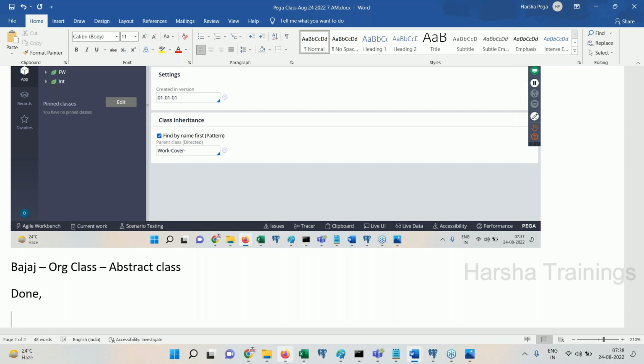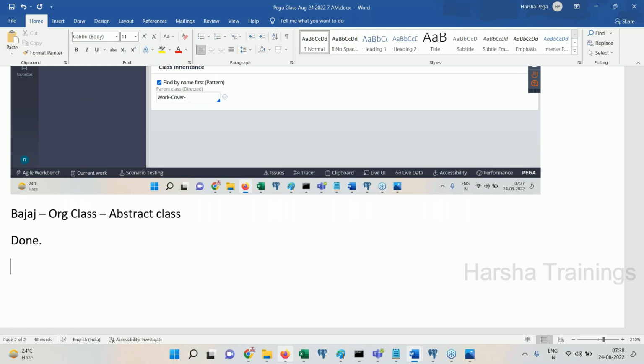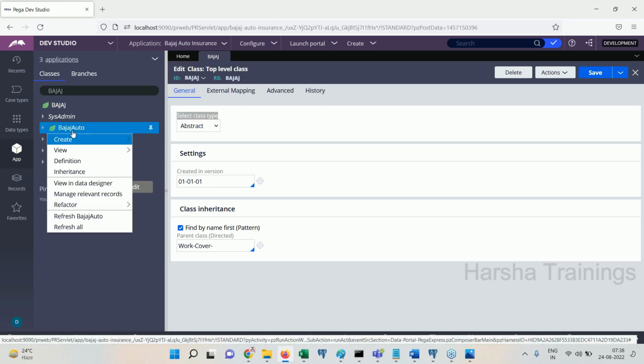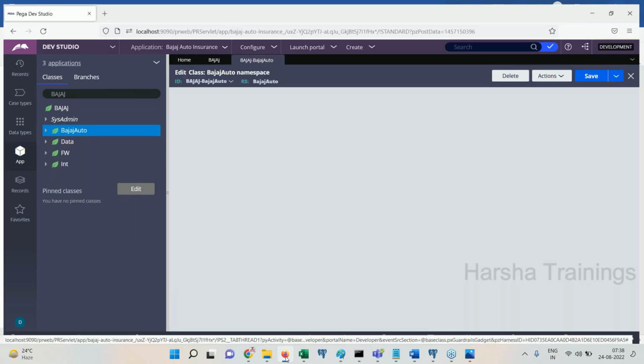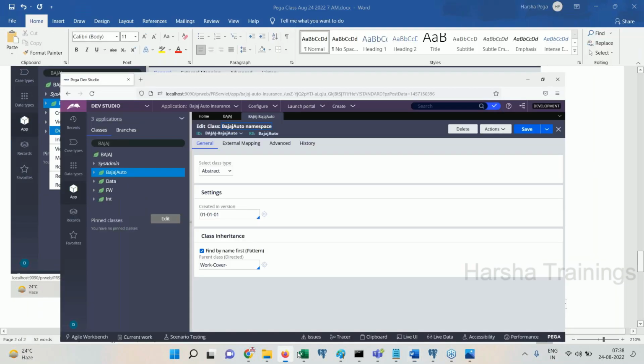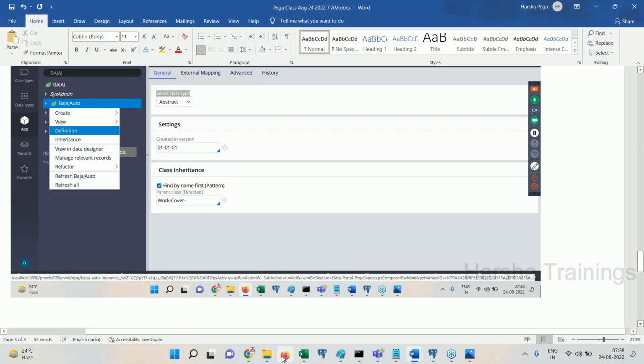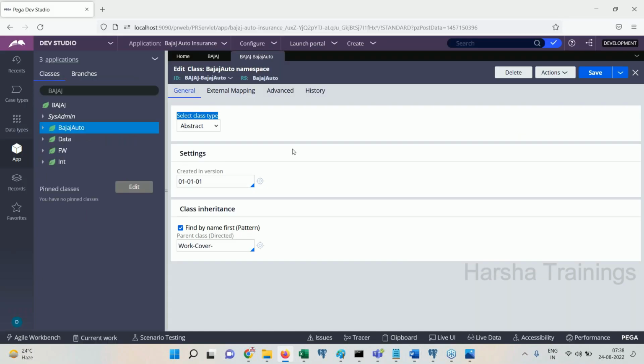Okay, done. Next, let's look at division, or let's say application class. This is Bajaj Auto, correct? Remaining classes you don't at all focus on. We will see that later. Bajaj Auto, also you see the class type. What is the class type? I did not manually choose it. It was automatically chosen. So let me close these two.